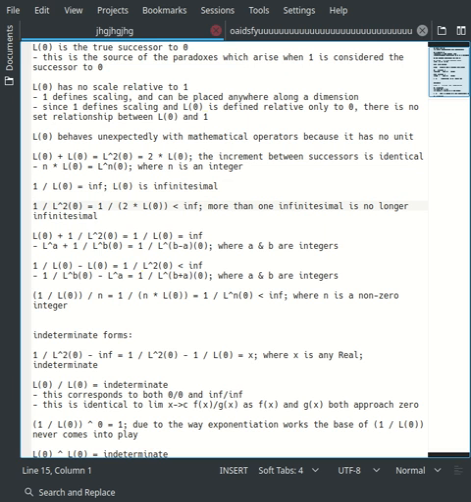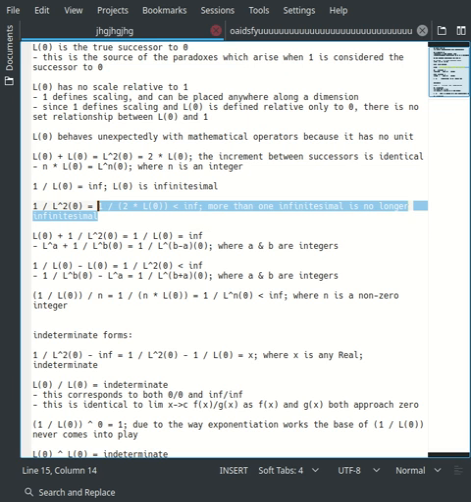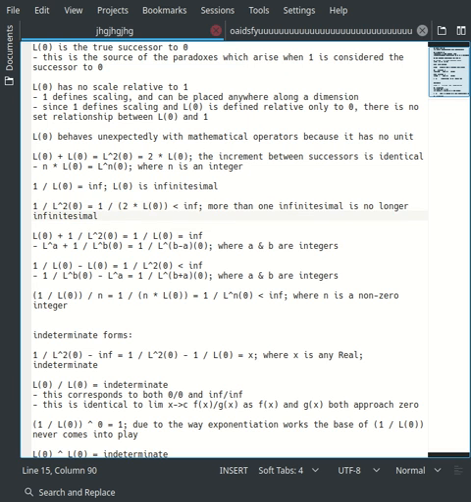Now this is 1 on L2 naught, which is 1 on 2 times L naught, which is less than infinity, but only just. It's just 1 step away from infinity. Or another way to put that, more than 1 infinitesimal is no longer infinitesimal.